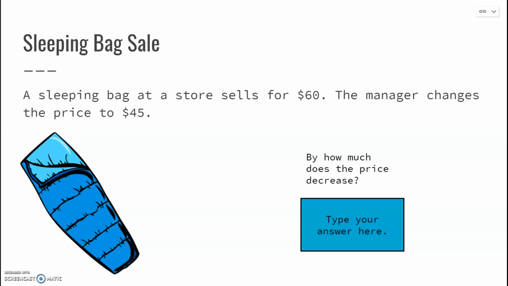Well, in order to figure that out, we need to take $60 and subtract $45. We always take the larger subtracting the smaller. It's just how subtraction works. So 60 minus 45 is going to be 15. Our cost of decrease here is $15. The manager saved us $15. So knowing that, let's go look at our next slide.